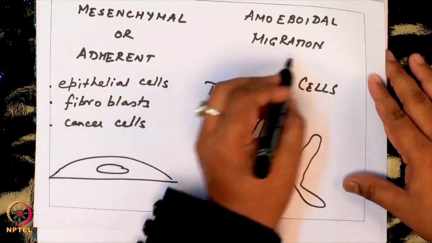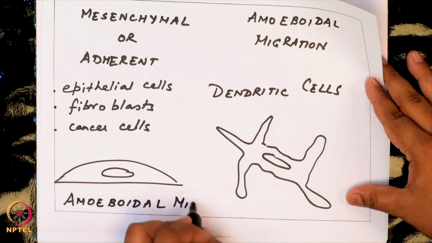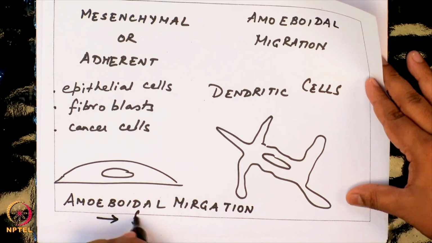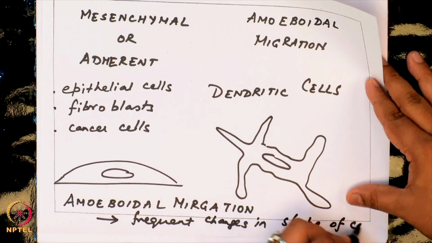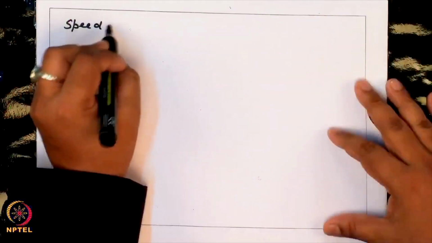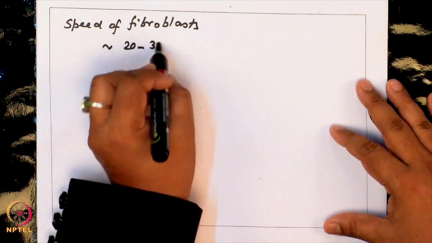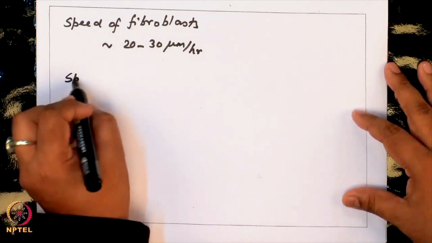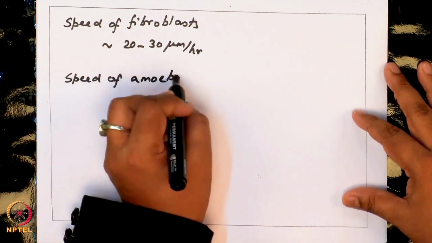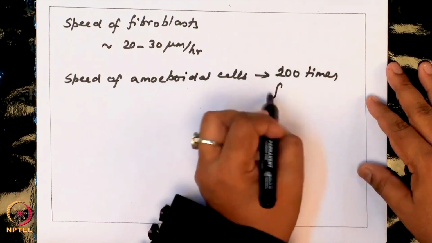And amoeboidal motility, or amoeboidal migration, is characterized by frequent changes in shape of the cell. So, if I were to measure the average speed of fibroblasts or epithelial cells, it would be on the order of, let us say, 20 to 30 microns per hour. In comparison to this adhesion dependent type of migration, the speed of amoeboidal cells can be 100 times faster.